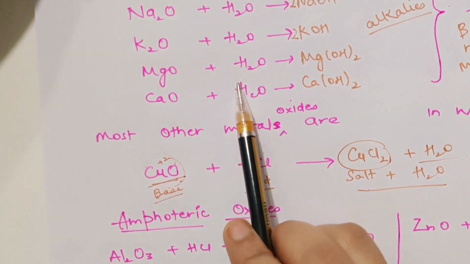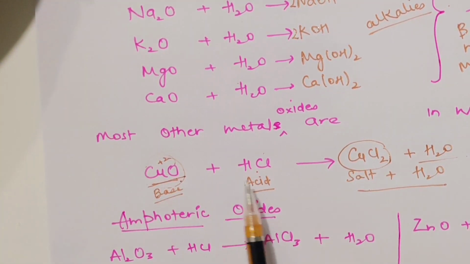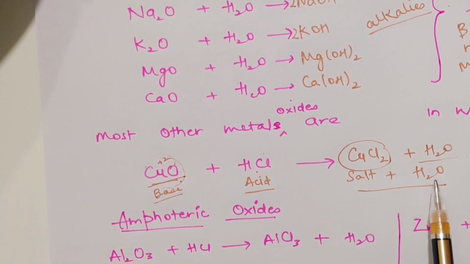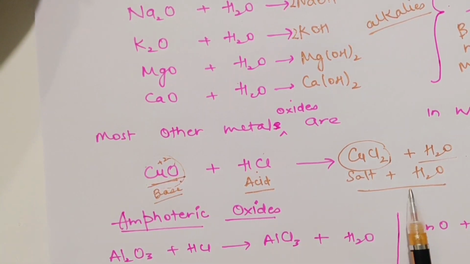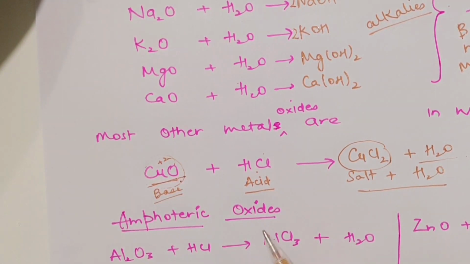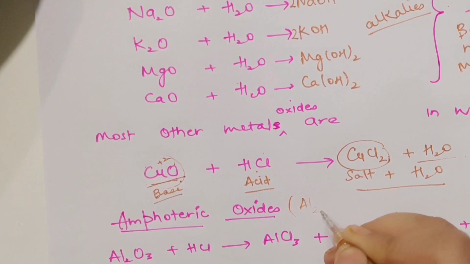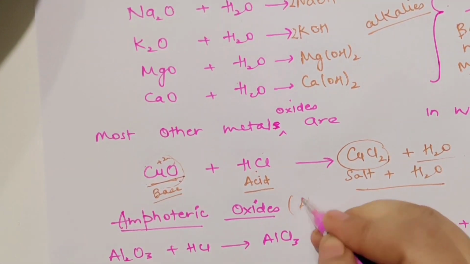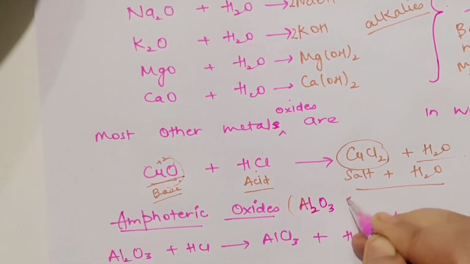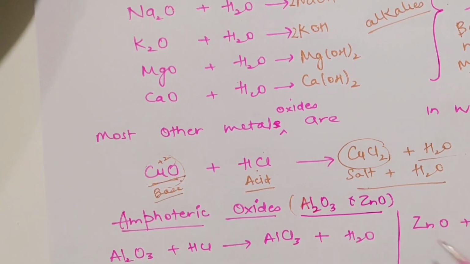Some of them dissolve in water and form alkalis, and all of them react with acid to form salt and water. But there are some oxides which are amphoteric. Amphoteric means they react with both acids and bases to form salt and water. There are two oxides in particular, aluminium oxide and zinc oxide. Aluminium oxide and zinc oxide are amphoteric oxides.